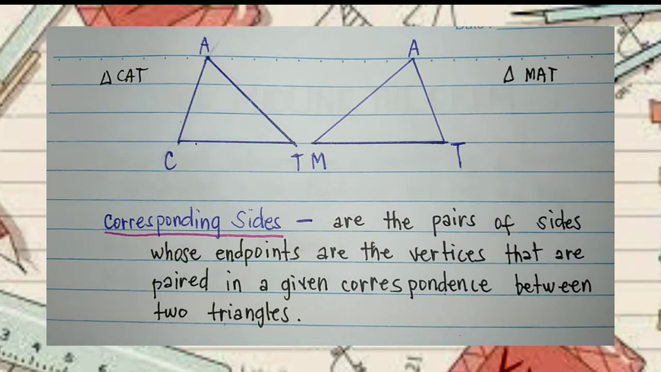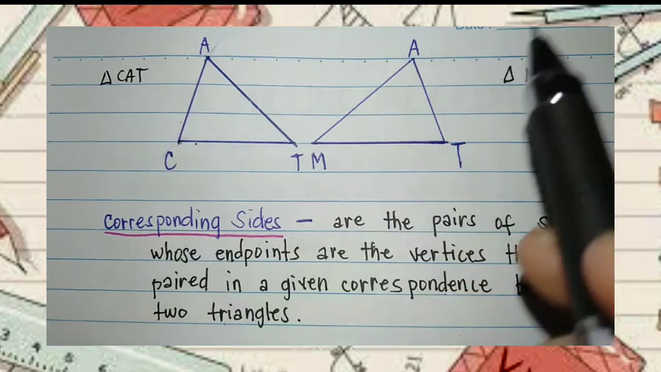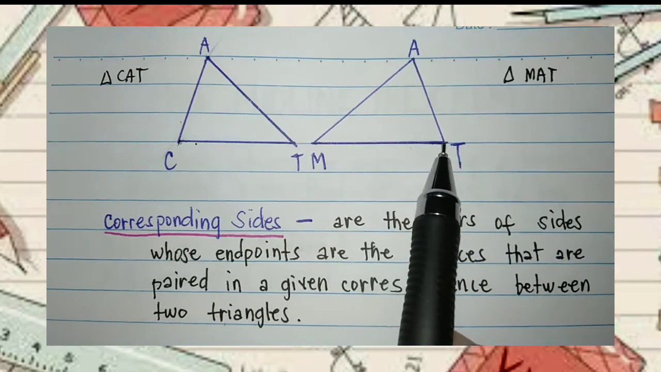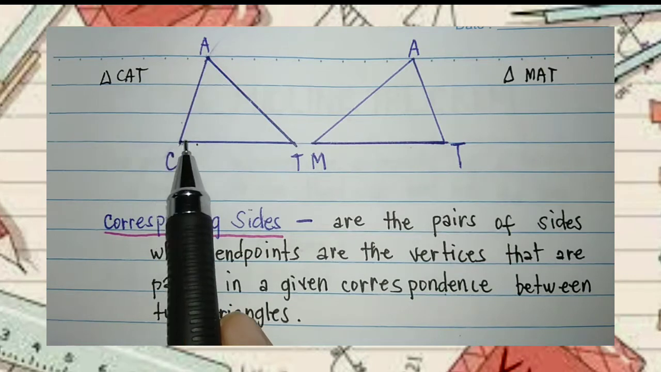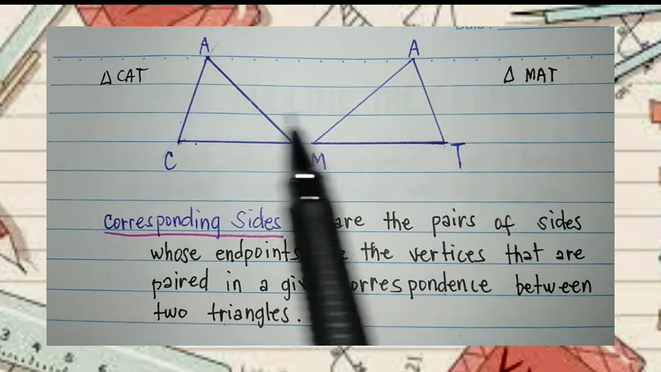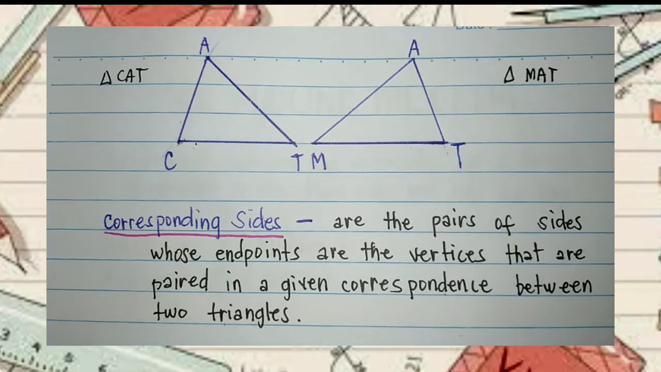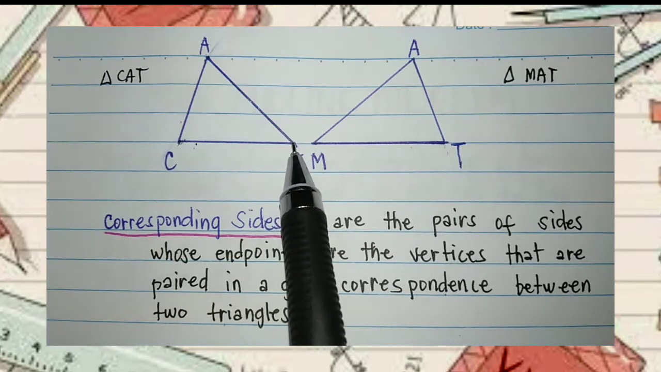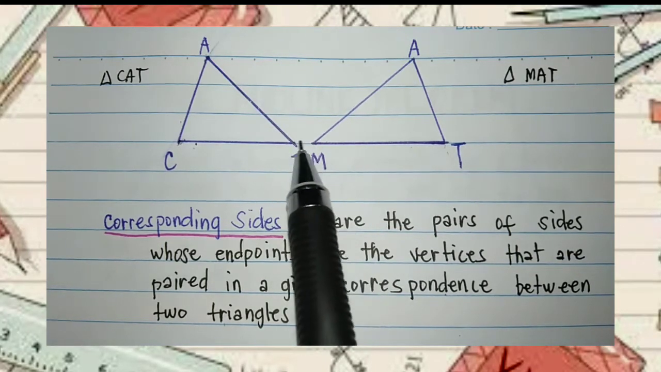And when we say corresponds, it means comparing. For example, itong vertex na to or angle C, saan ba natin siya maiko-compare sa kabilang triangle? Dito, di ba, kay angle T? So, ibig sabihin, angle C and angle T are congruent, or these vertices, sila yung magka-partner. How about this vertex T? Sino yung magiging ka-partner niya sa other triangle? M, right? Sila yung magka-partner na vertex.